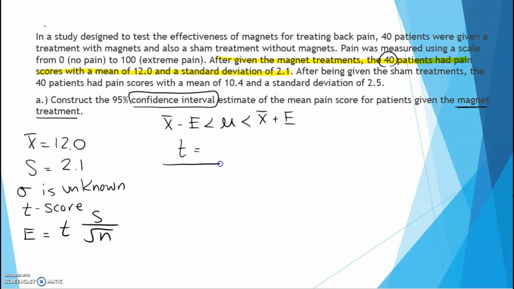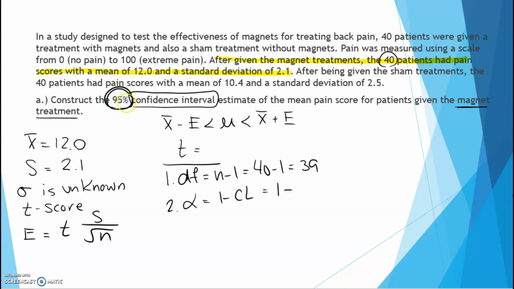And I'll need two things to find t. Number one, degrees of freedom, which is n minus 1. So 40 minus 1, or 39. And alpha, which is 1 minus your confidence level. So that would be 1 minus, okay, our confidence level is 95%. So 1 minus 0.95, or 0.05. This alpha is in 2 tails. Okay, so those are the two numbers that I need to find my t-score.